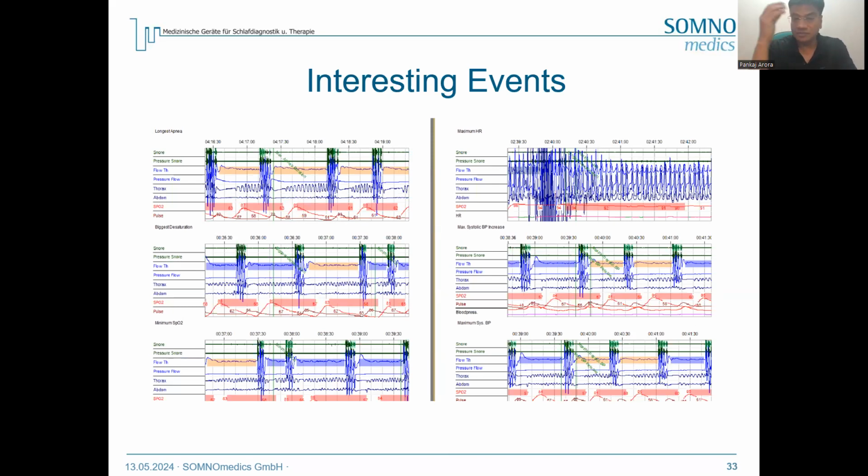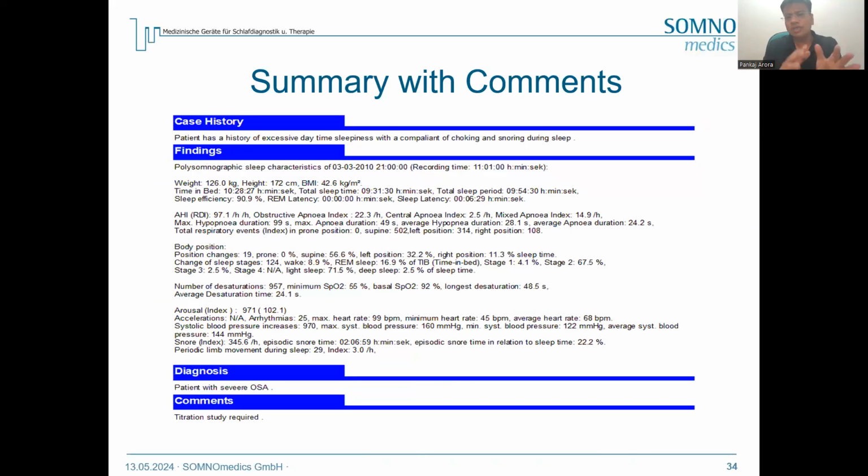We can also have interesting events in our report. It will give you the lowest desaturation. It will also give you the biggest apnea. It will give you the maximum heart rate and minimum heart rate. It will also give you the maximum and minimum systolic blood pressure, and maximum and minimum diastolic blood pressure. So it will again give you a snapshot of all the most severe events happening during the night.